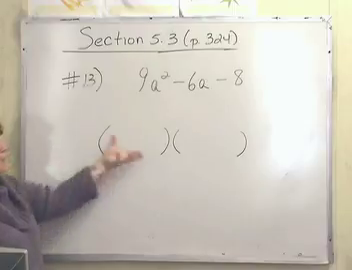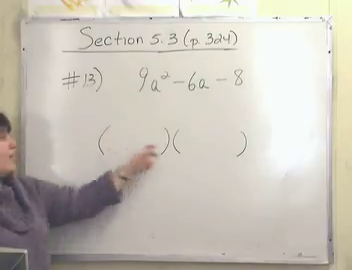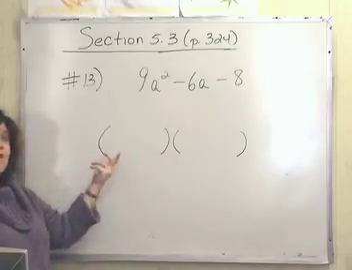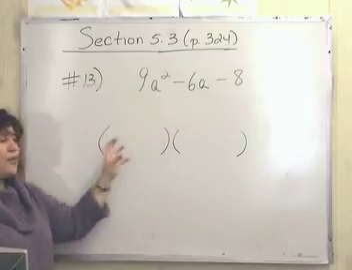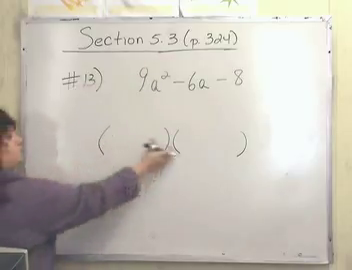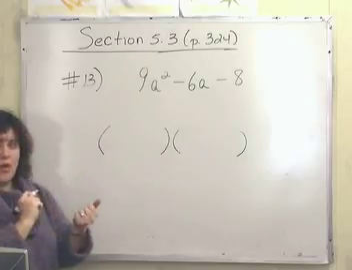Well, when I go to find the factors of 9a squared, your instinct might be 3a times 3a. But don't forget the other factors of 9 are 9 and 1. So how do we know which one to put here? Do we do the 3a times 3a, or do we do the 9a times 1a?